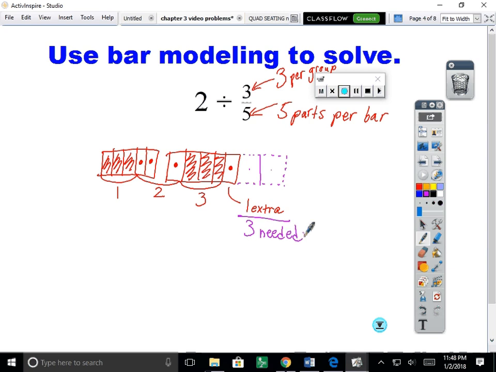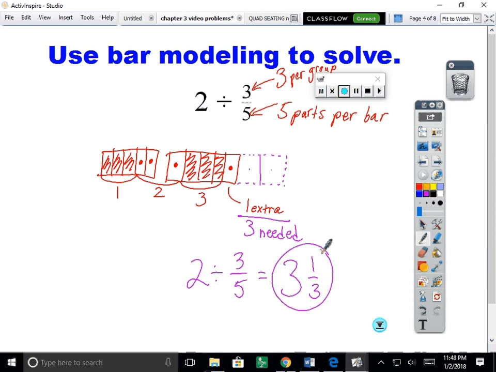Wow, I still get a great answer here. If you notice, it's a mixed number this time. I have 3 whole groups, but some extra happened also. So it looks like 2 divided by 3/5 got me 3 whole groups and 1/3 more.